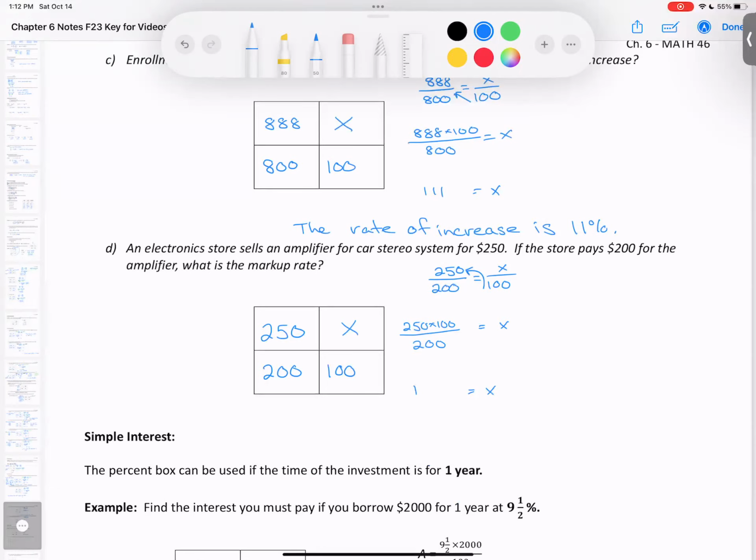And that gives me 125%. Another way to say that would be 250 is 125% of 200. So what's our markup rate here then? Our markup rate here would be 25%. We're paying an extra 25%. We'll say the markup rate is 25%.